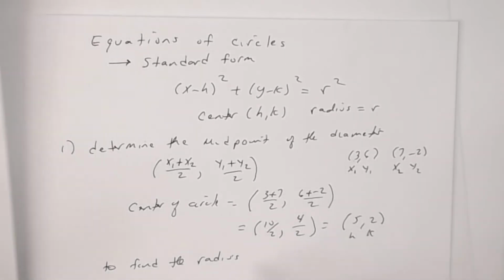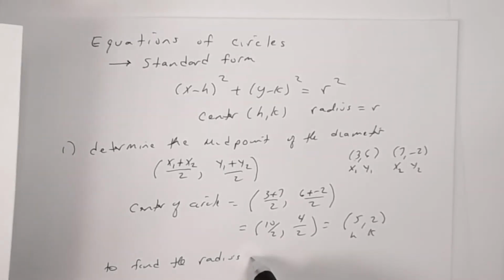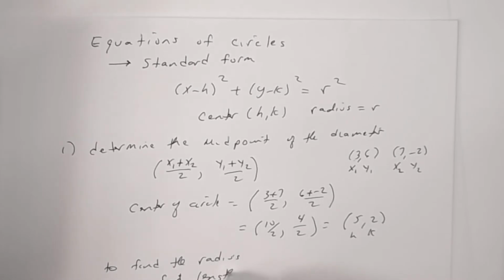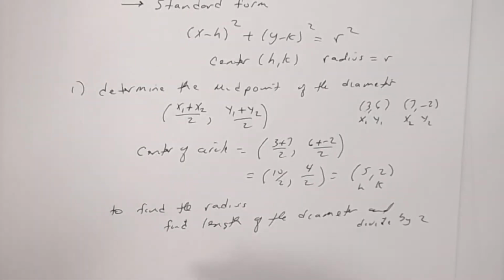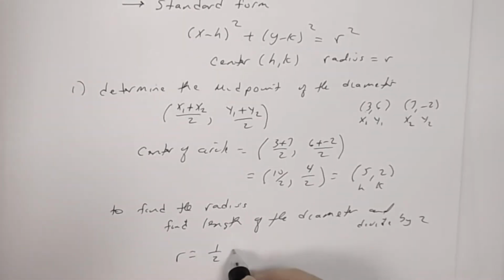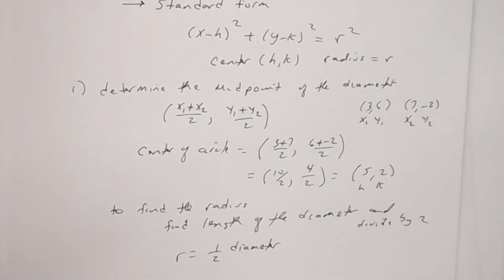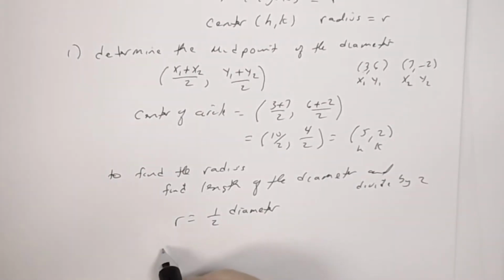Okay, so to find the radius, we're going to first of all find the length of the diameter, and then divide by 2. Remember, the radius is 1/2 the length of the diameter. So we have to use the distance formula. No big deal. We know the distance formula.